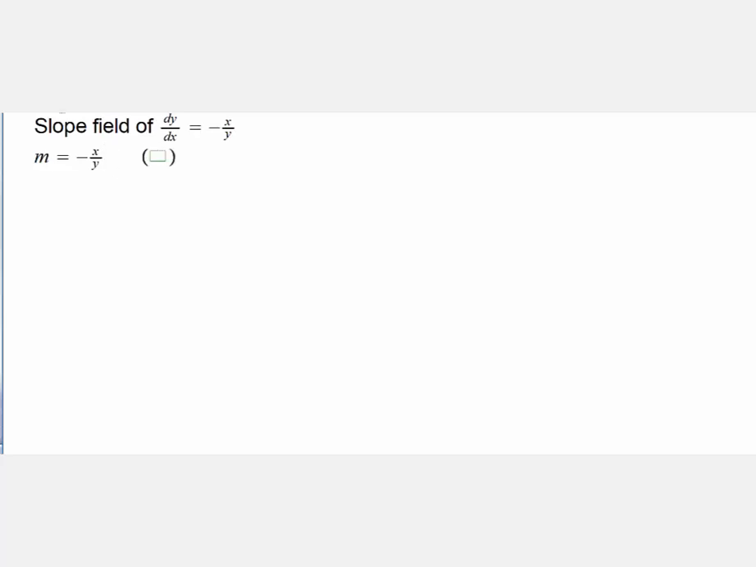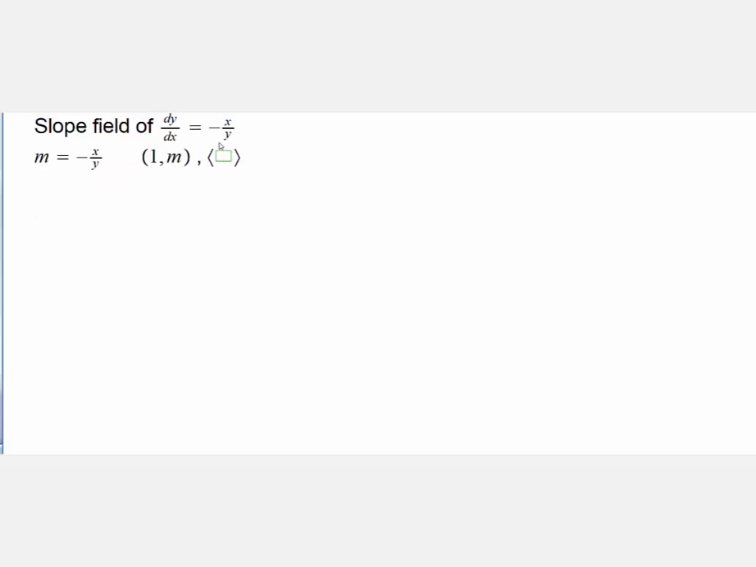So you may take 1, m as the components of a vector along the tangent line. And if we did this, we can change it to a unit vector. You may take it as a unit vector by just taking 1 divided by the length of the vector, which will be square root of 1 plus m square, and that's the first component, and the second component is going to be m over square root of 1 plus m square.